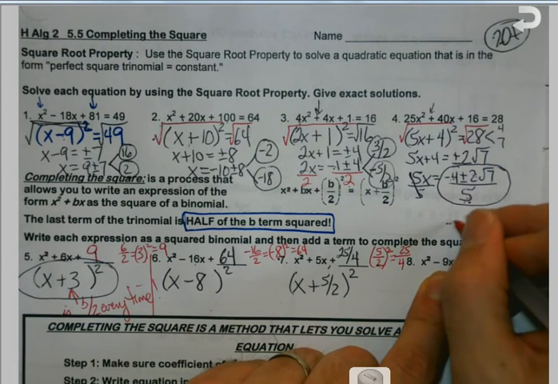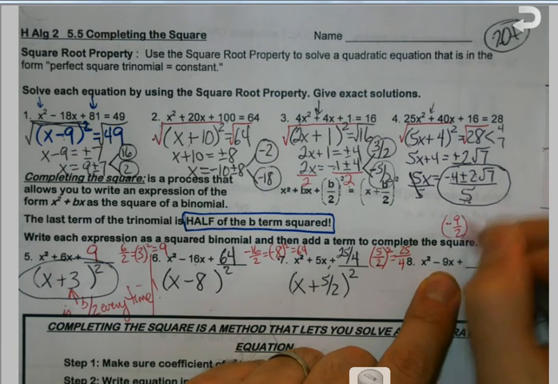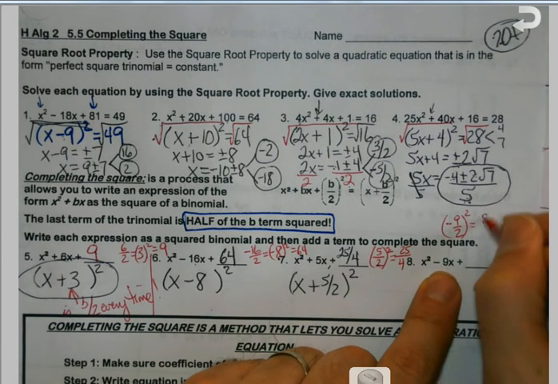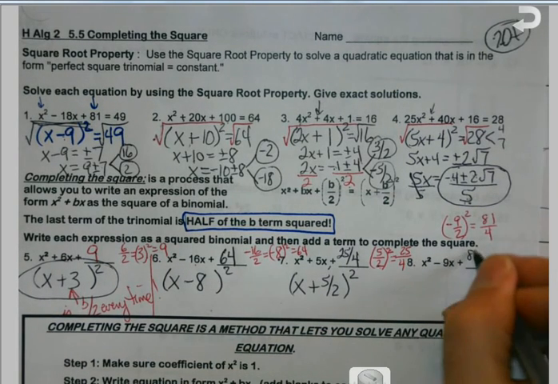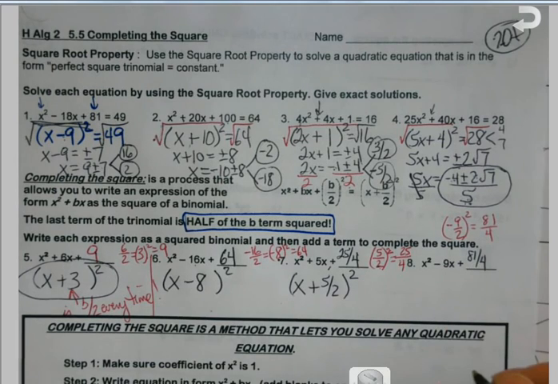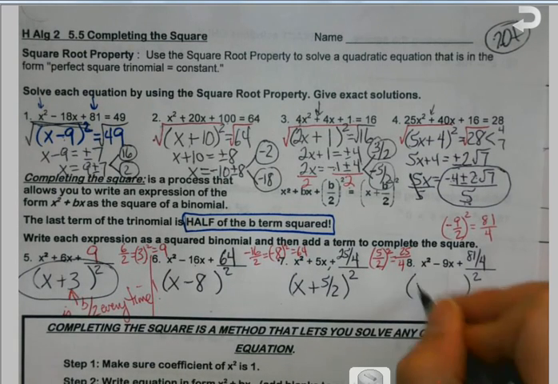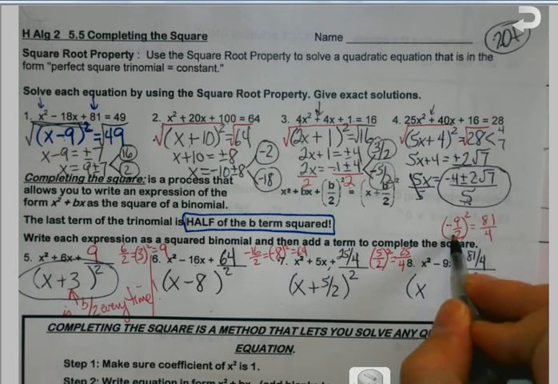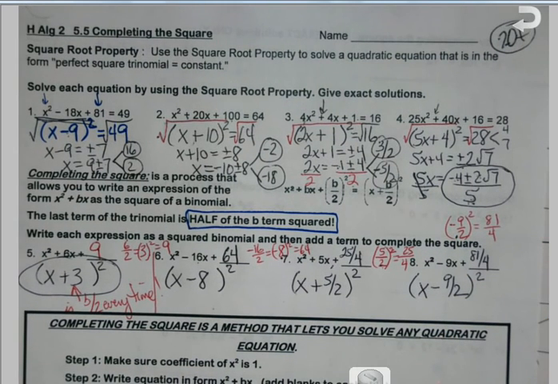Negative 9 divided by 2 gets me a decimal. Well, okay then, I'll just square it. And again, you're squaring the entire quantity. You will never get a negative number out of this if you're doing things correctly. And when I go to do my binomial, again, just steal whatever b divided by 2 is, and you'll have your squared binomial.